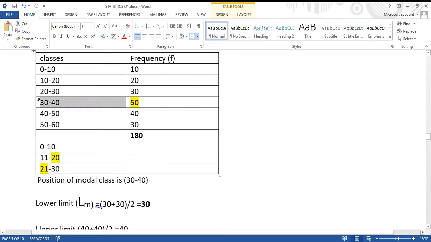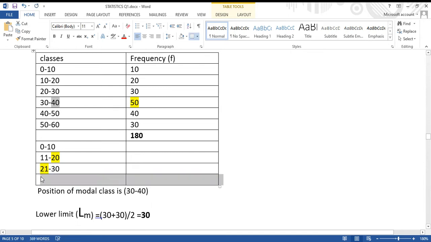When you have classes like these ones, 30 to 40, 40 to 50, you already know, okay, the lower limit is 30 and the upper limit is 40, just by looking at it. But if you have classes like this, 0 to 10, 11 to 20, 21 to 30, then it will be necessary to do 20 plus 21, you get the average, and then 30 plus 31, you get the average.